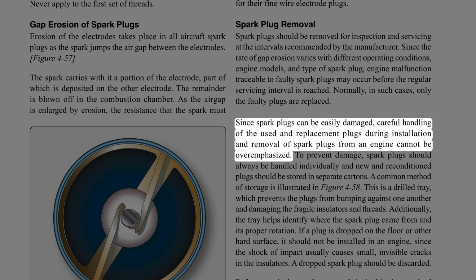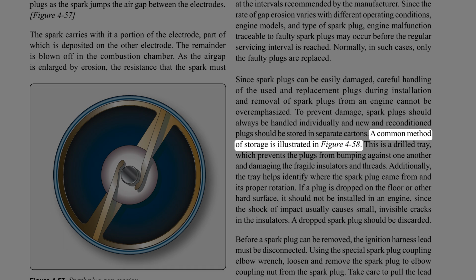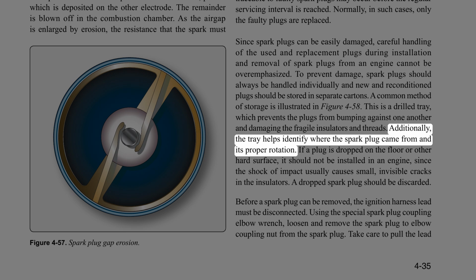Since spark plugs can be easily damaged, careful handling of the used and replacement plugs during installation and removal of spark plugs from an engine cannot be overemphasized. To prevent damage, spark plugs should always be handled individually and new and reconditioned plugs should be stored in separate cartons. A common method of storage is illustrated in Figure 4-58. This is a drilled tray, which prevents the plugs from bumping against one another and damaging the fragile insulators and threads. Additionally, the tray helps identify where the spark plug came from in its proper rotation.